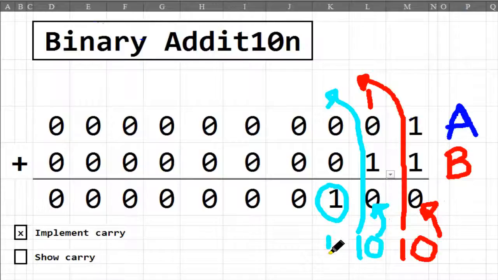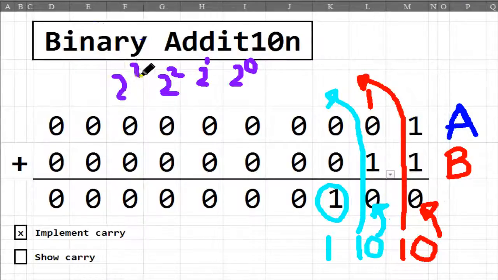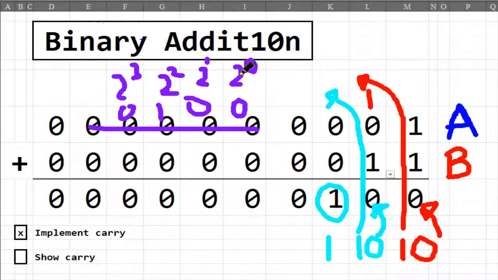So you have 1. And to double check if that is 4, you have to be familiar with your binary numbers. Again, 2 to the 0, 2 to the 1, 2 to the 2, 2 to the 3. 2 to the 0 is 1. 1 times 0 is 0. 2 to the first power is 2. 2 times 0 is 0.